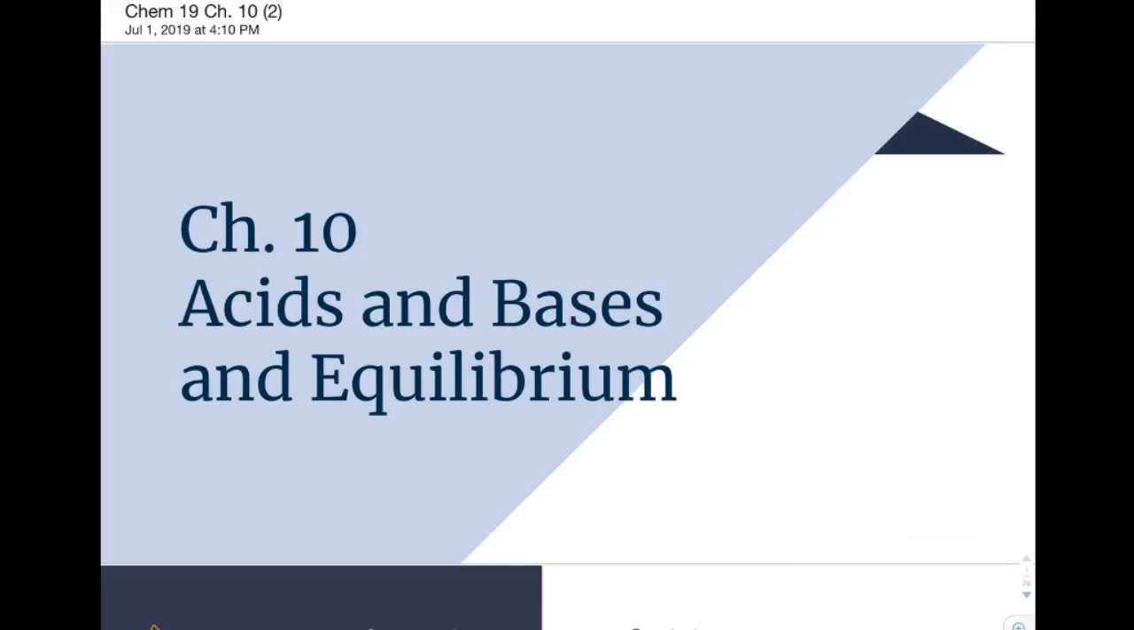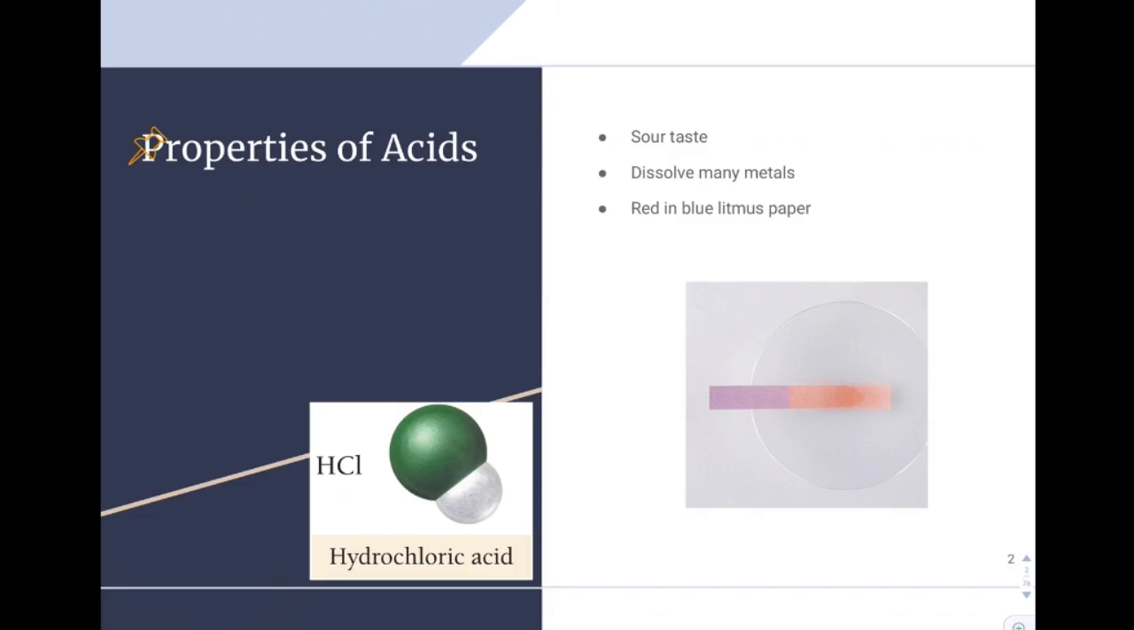So this chapter is chapter 10, acids, bases, and equilibrium. We're going to start with the generic properties of acids. Acids, as you know, hydrochloric acid as an example, have a sour taste. You may think of citric acid having a sour taste, or vinegar, acetic acid, having that sour taste. They can dissolve many metals.